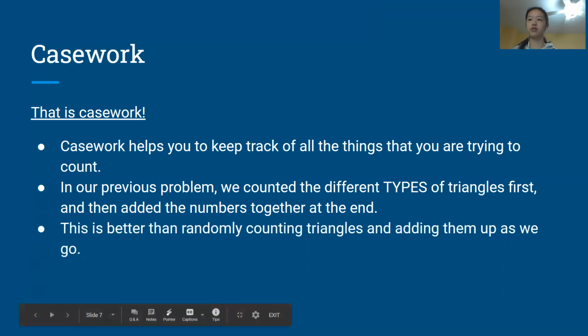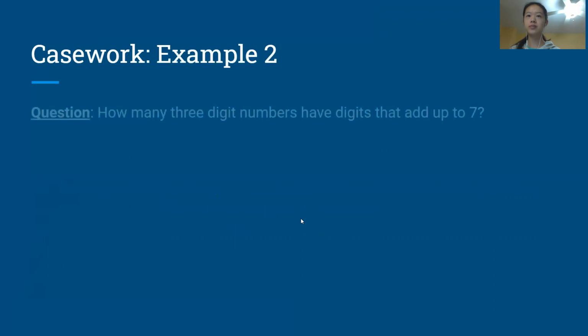Casework is more of a math strategy, not so much math formulas or numbers. It's just more of a way of thinking and a way of solving problems. But this is still pretty important because MathCounts likes to throw a lot of these casework problems at you. So for example, this problem. This one is not a geometry problem like the last one. How many 3-digit numbers have digits that add up to 7?